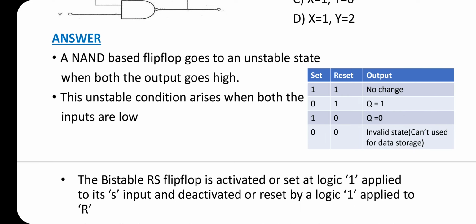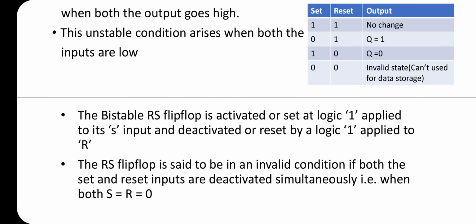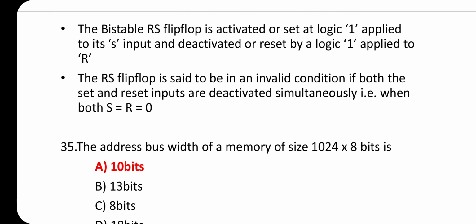Here is the truth table of the RS flip-flop. Set, reset, output. 1, 1: no change. 0, 1: Q equal to 1. 1, 0: Q equal to 0. 0, 0: invalid state. Can't use it for data storage. The bistable RS flip-flop is activated or set by a logic 1 applied to its S input and deactivated or reset by a logic 1 applied to R.